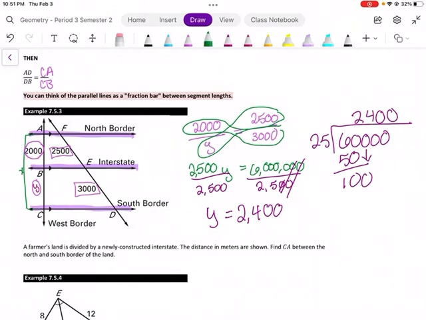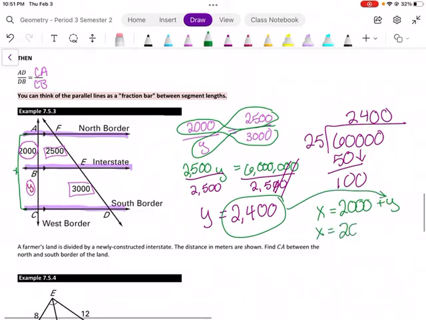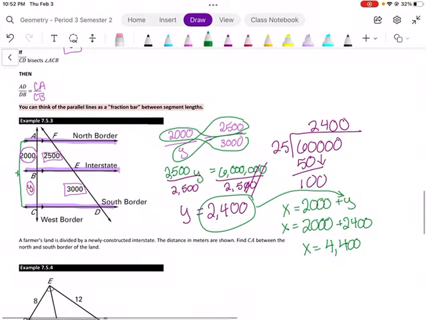And remember, we were looking for the full distance, which we represented by x, which is going to be equal to the length of 2,000 plus y. And we know that y is equal to 2,400. Now that we have that, we can get our final answer of 4,400, and this is going to be represented in meters, which will give us our final answer.